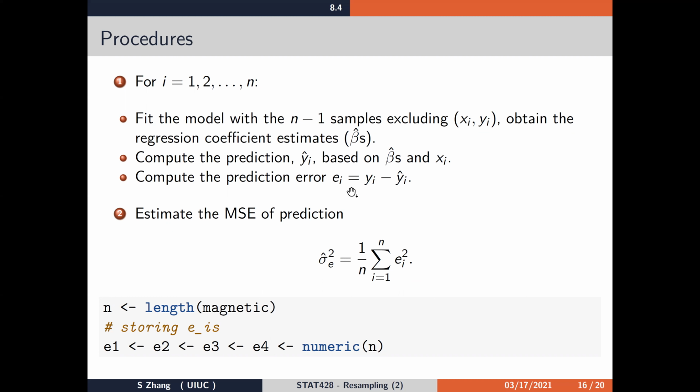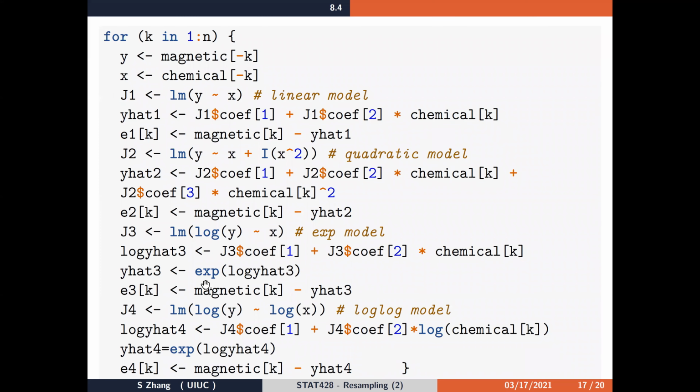So let's write the R code for doing this. What we're going to do is to loop over i from 1 through n, and we're going to store the ei for each i, so the yi minus yi hats. We're going to store them in vectors of length n, and the E1, E2, E3, and E4 here correspond to the e's that we obtained from each of the 4 models. So here's the code for this. It's a little bit hard to read because I tried to fit everything onto the same page. However, I will explain it a little bit.